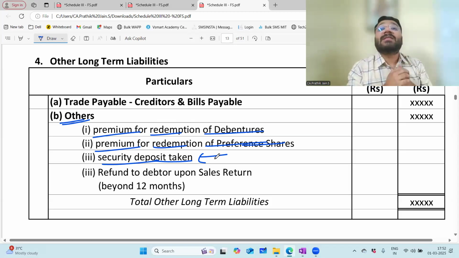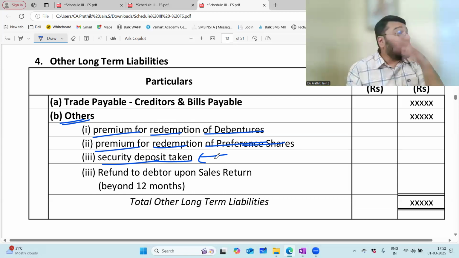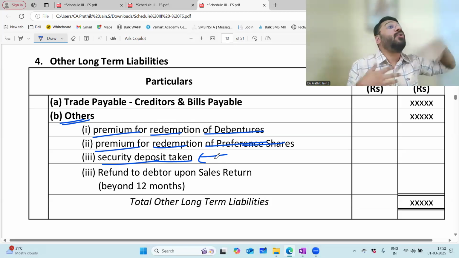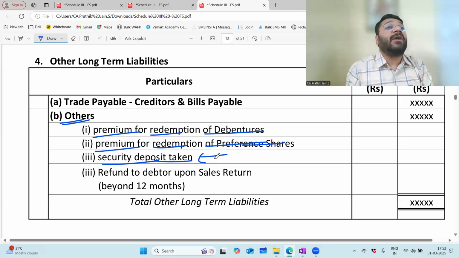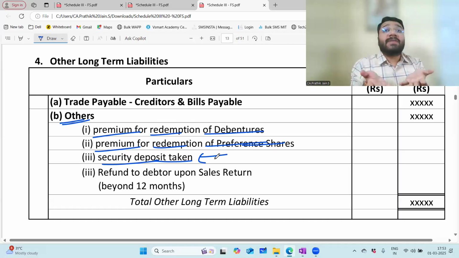But when am I going to repay this money back? In future, when this person surrenders the connection. He can surrender the connection after 2 years, maybe after 10 years, maybe after 20 years. We don't know. So generally, these kinds of security deposits are long-term in nature. So what happens? Where will I classify this money that I've received?